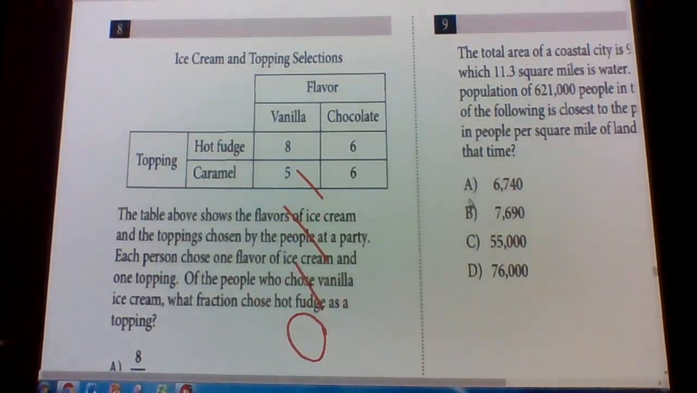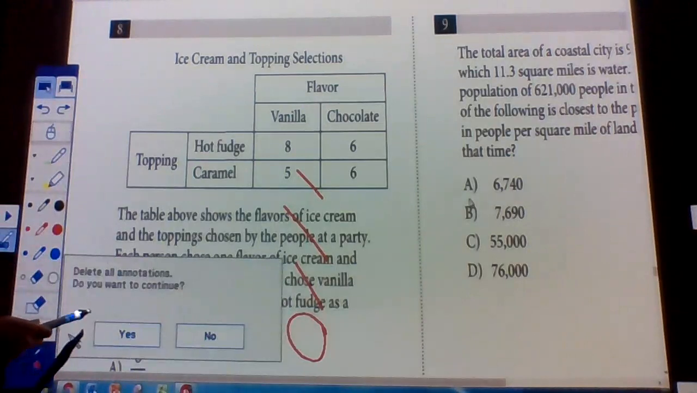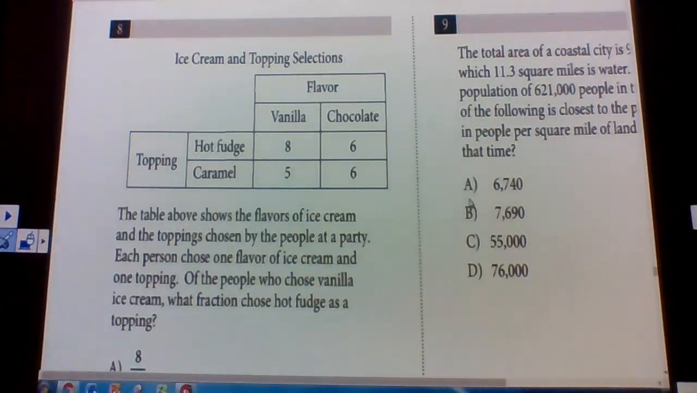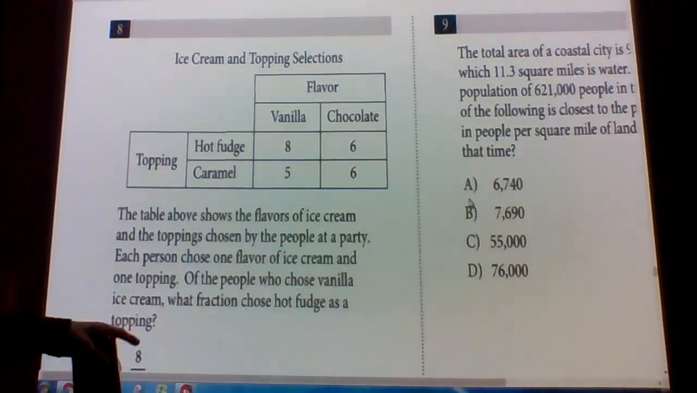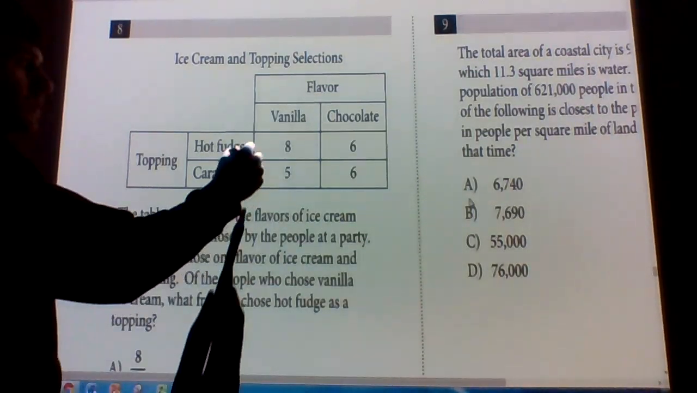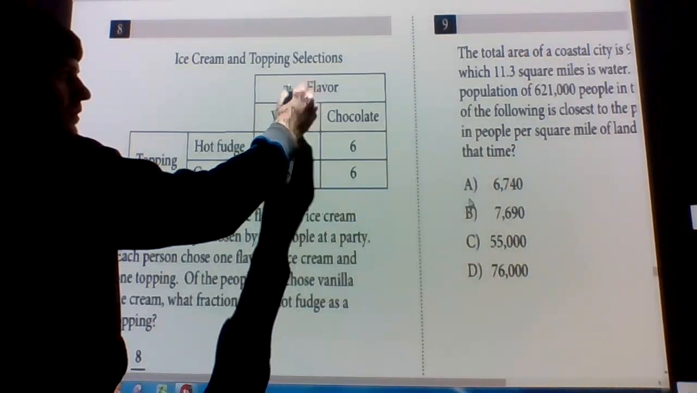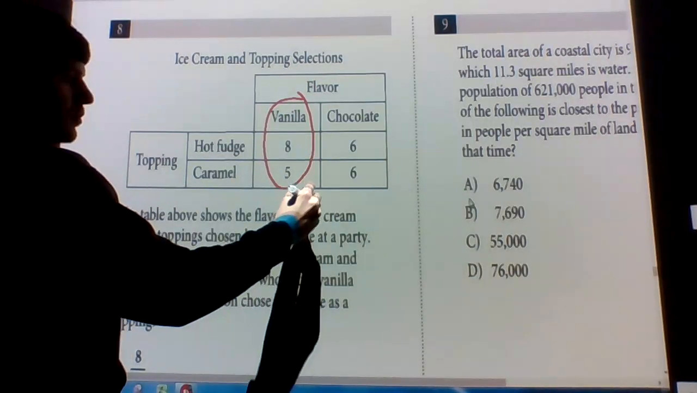8. The table above shows the flavor of ice cream and the topping chosen by the people at a party. Each person chose one flavor of ice cream and one topping. What fraction chose... Oh, the people who chose vanilla. So we're just looking at the people who chose vanilla. Alright, there's 13 of those people.